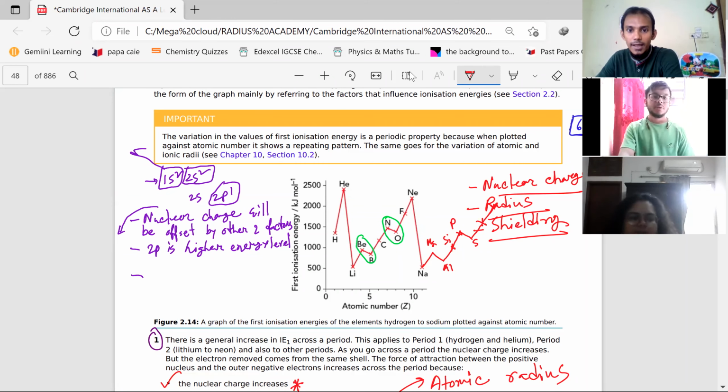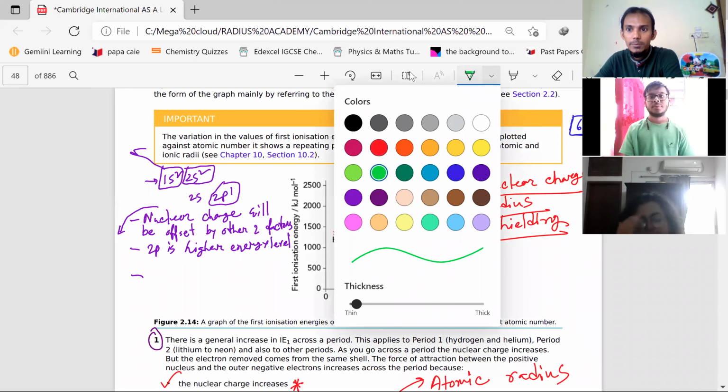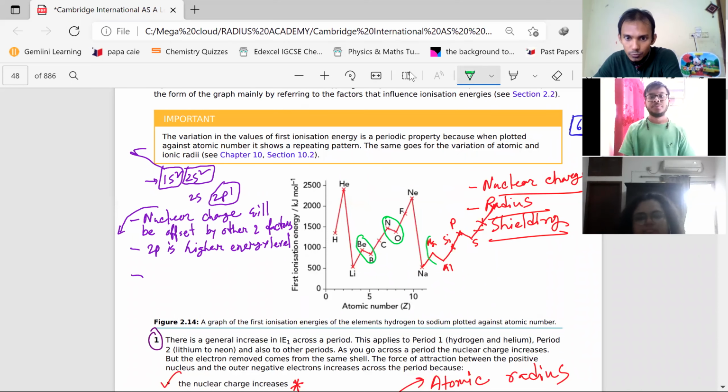And why is there a small drop between phosphorus and sulfur? The same question will be asked. Magnesium to aluminium will have the same explanation as beryllium to boron. Nitrogen and oxygen we didn't explain yet, but it is the same explanation. Phosphorus and sulfur, same explanation. Let me explain magnesium to aluminium, so you will easily understand.